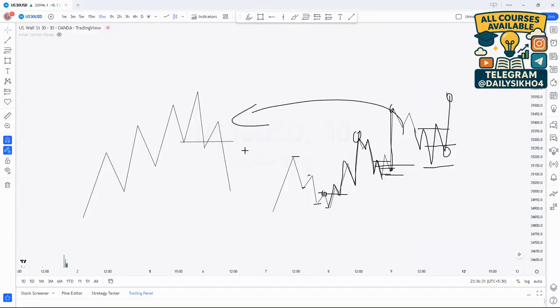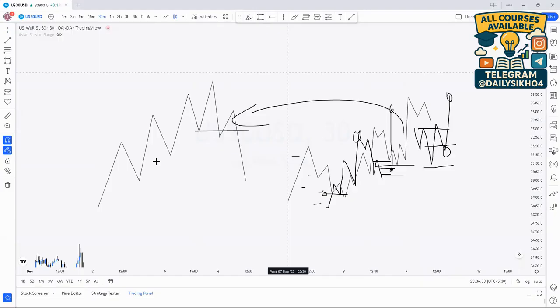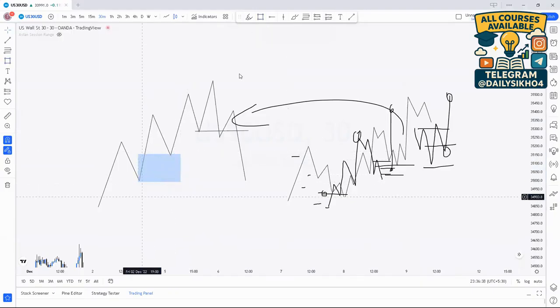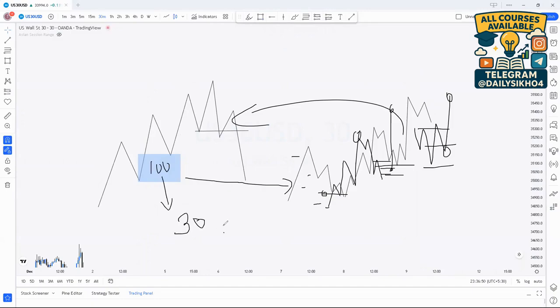Because when we are entering just on the higher time frame, let's say you're entering over here, you'll have a stop loss this big. But let's say you have a stop loss which is 100, and once you refine that and keep the stop losses based on the lower time frame, that 100 might come down to 30, which might increase your risk reward ratio by almost, I don't know, like 60%.